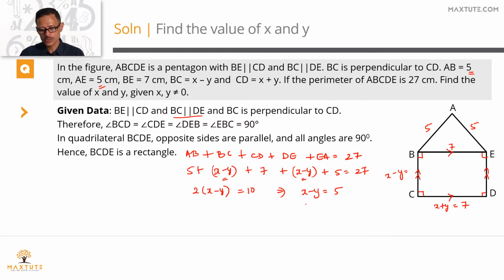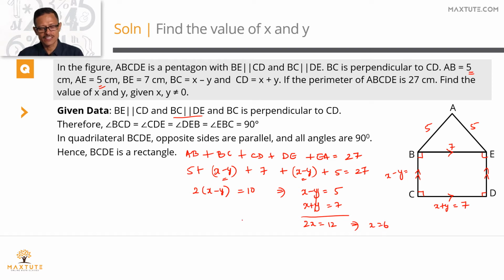Add this equation to the other equation, which is x plus y is equal to 7. Now we have a very simple pair of linear equations in 2 variables. Adding these 2 equations, y gets cancelled with y. 2x is equal to 12, which means the measure of x is equal to 6.